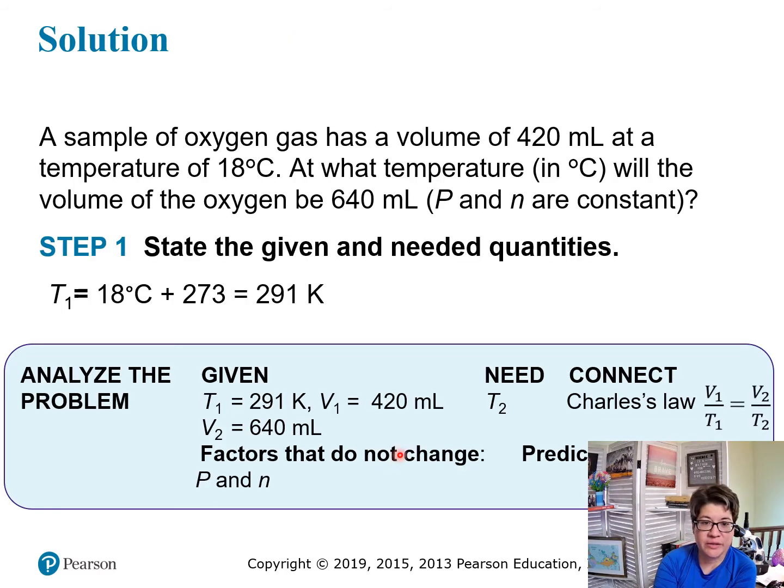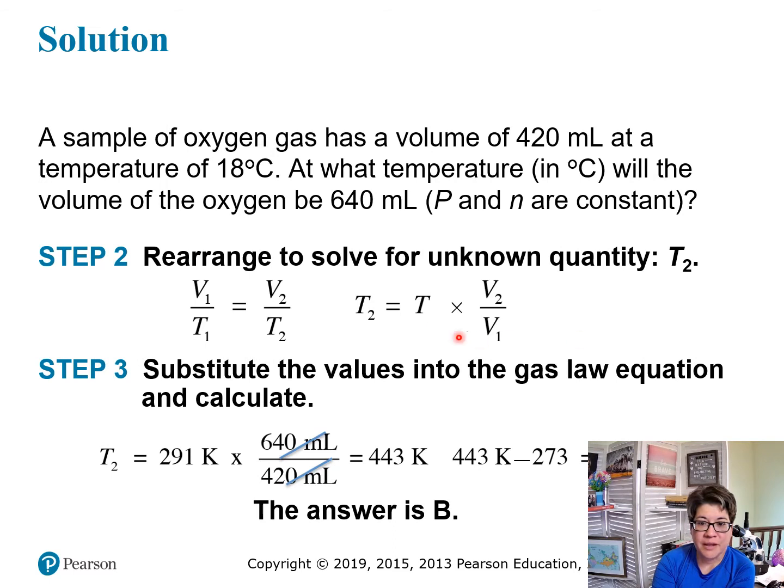All right, so here we are setting it up. We changed it to Kelvin, and we have our given and our needed. And then we isolate our T2 variable. We solve it and get 443 Kelvin, and then we subtract 273, and our answer is B.